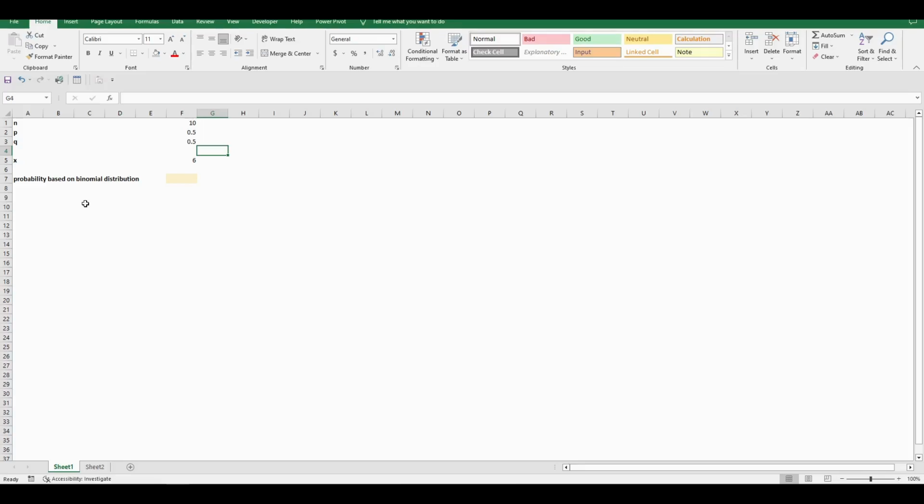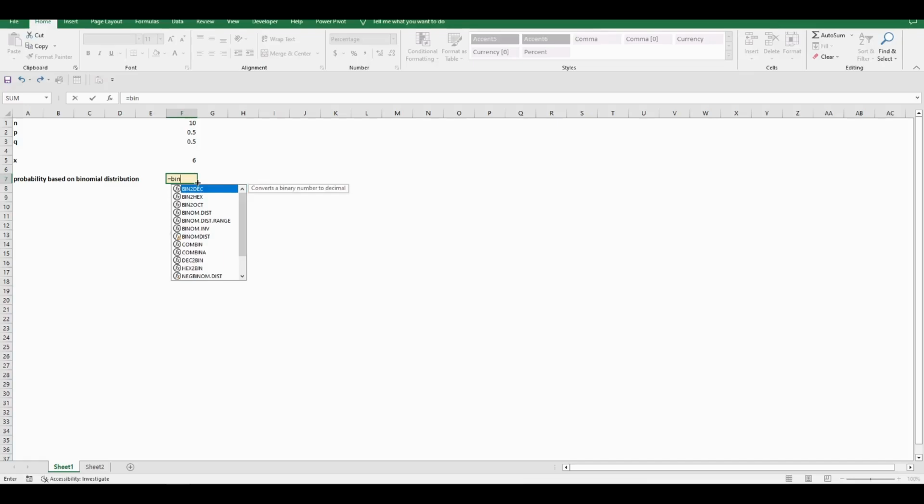N is equal to 10. P is the probability of getting heads, that is equal to 50%, and x is the number of successes. So we will use the binomial distribution formula of Excel to make our calculations. We start by typing the equal sign, binom.dist. We open bracket. The first argument is the number of successes, the number of desired outcomes, that is equal to 6.